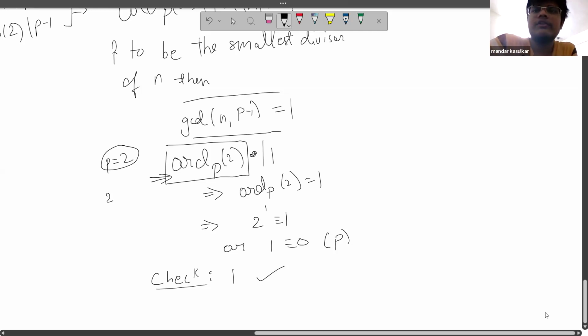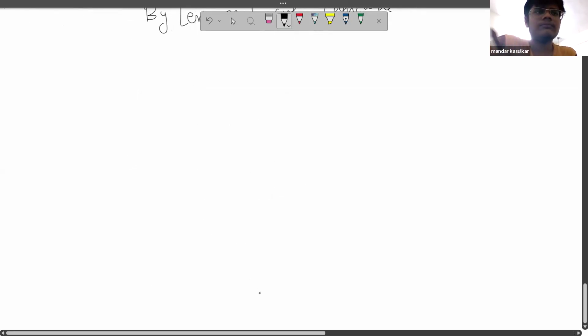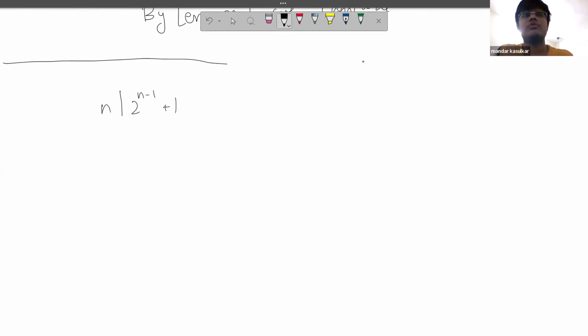Was that clear to everyone? Yes. Okay, I suppose it was clear to the other people as well, but do speak up or write in chat. So let's do the next problem: n divides 2 raised to the power n minus 1 plus 1. I suppose most people haven't seen this, right?